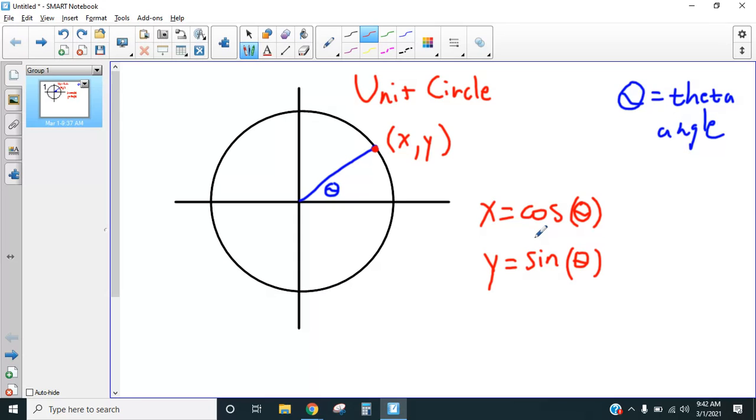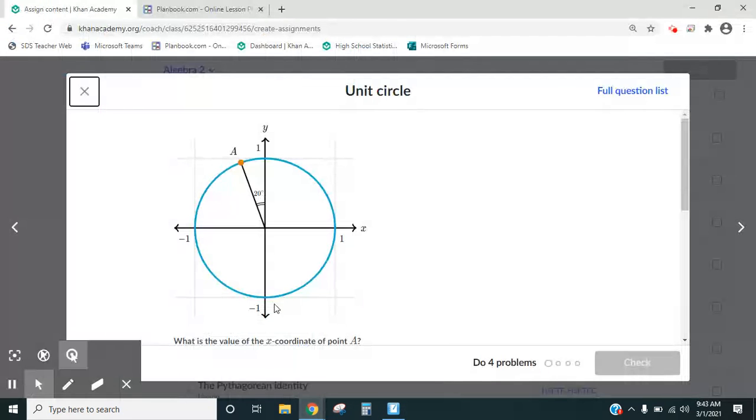Okay? But if I'm asking you what is the location of that point, anywhere on the circle, the x-coordinate is always the cosine. The y-coordinate is always the sine. If I drew the dot over here, it's still the same thing. The x is the cosine, the y is the sine. These are the two things you're going to use today in the first assignment. All right, so here's the first assignment.